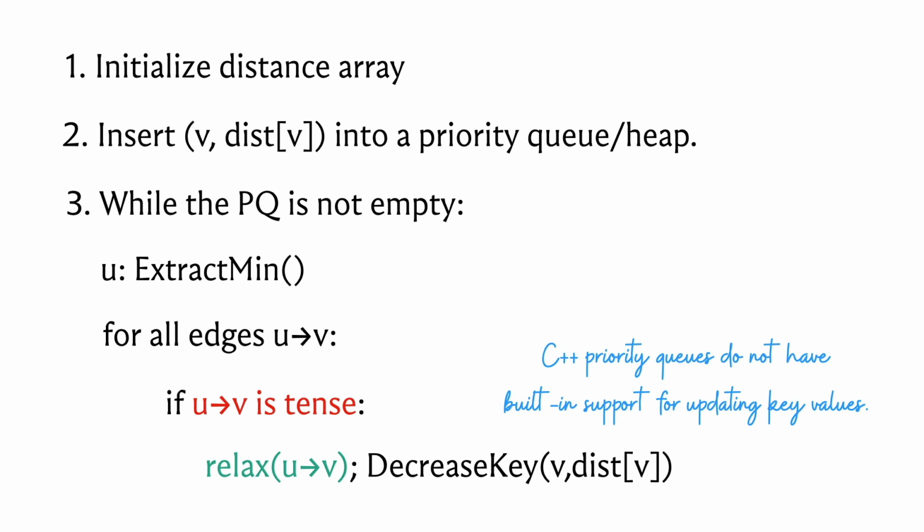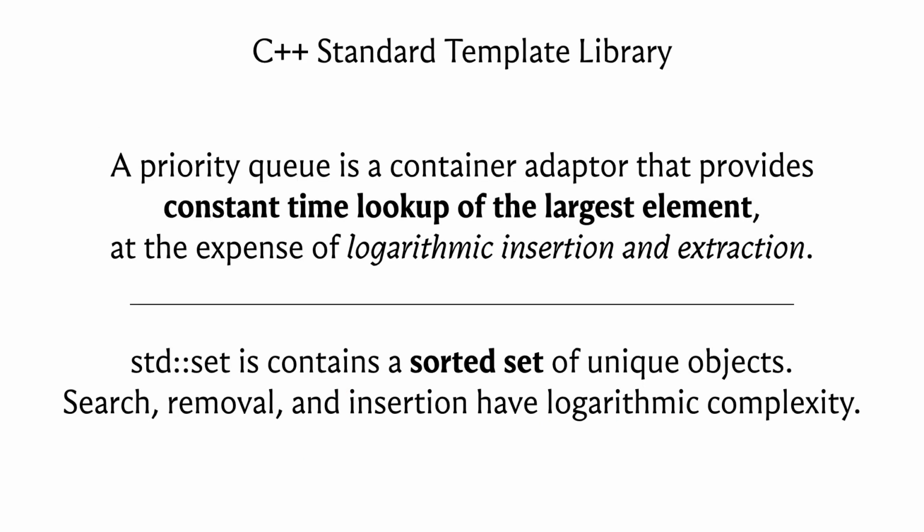So let's review our options in the C++ STL. So we have a priority queue or a heap, which is what we were originally proposing to use. And with a priority queue, you get constant time lookup for the largest element, and you have a logarithmic complexity.